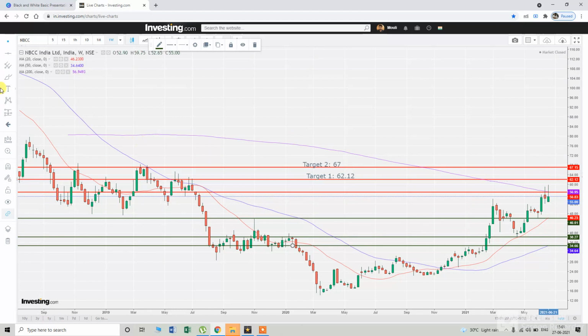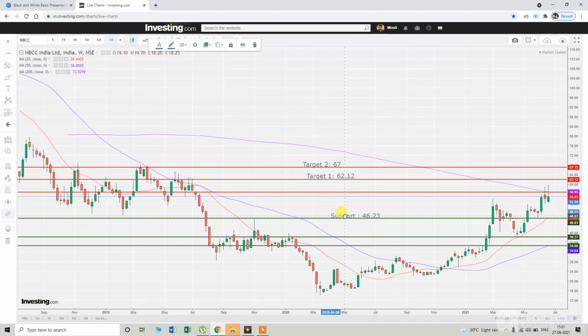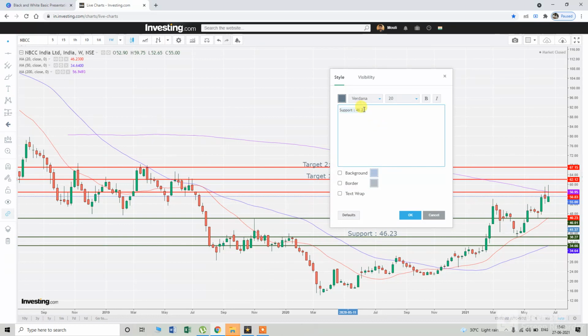Okay, so let's name it. Let's name this as support at, what is the first one? 46.23. The next support line will be at the price of 38.27, right?